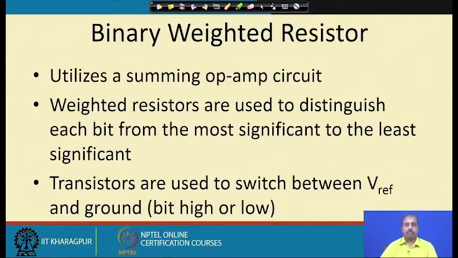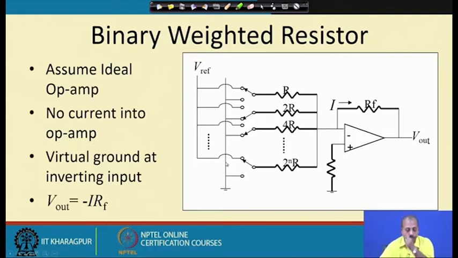So, the least significant bit will have the minimum contribution, and that way it will go. Transistors are used to switch between Vref and ground, which is bit high and low. Vref is the reference voltage, which is taken as the high value, and low is the ground, which is taken as the 0 value. So, this is the structure.